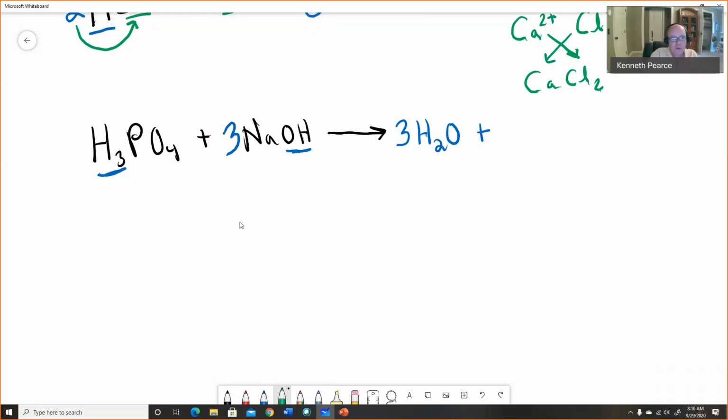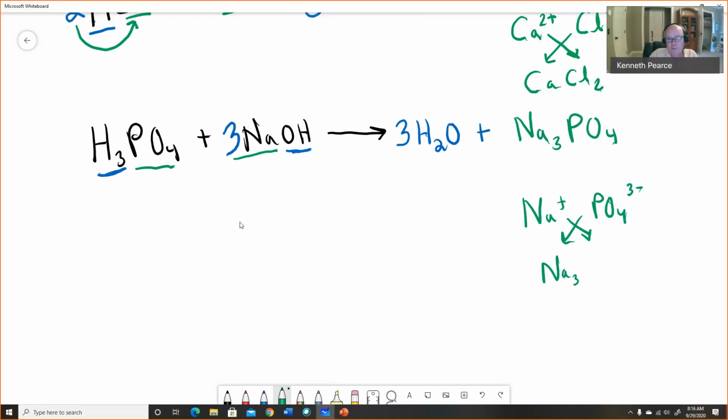Now, let's not forget about the salt part, because we still have to balance the equation. And I see that I have 3 sodiums to go with that phosphate. And even if you didn't do it that way, if you started out with, say, sodium and the phosphate and just balance the ions, because the overall charge has to equal 0, you'd cross those charges and you'd still come up with the sodium phosphate. So that's how you balance acid-base neutralization reactions. And of course, everything up here is aqueous as well.